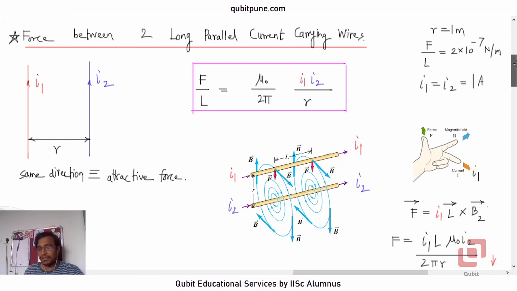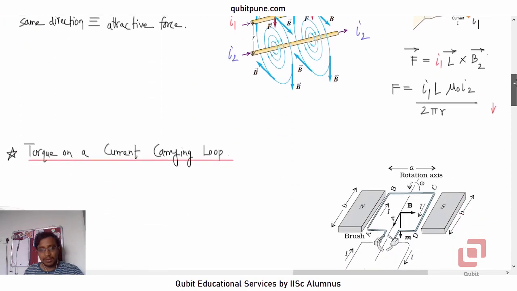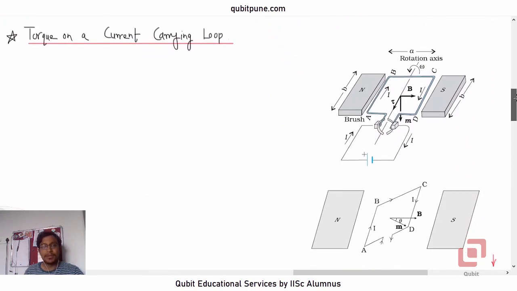Did you understand the definition of 1 ampere? Okay. Next, torque on a current carrying loop. This is a simple figure, and this is a more general figure. Now, this is a textbook figure, so I've just included that. The vector notation is the best.